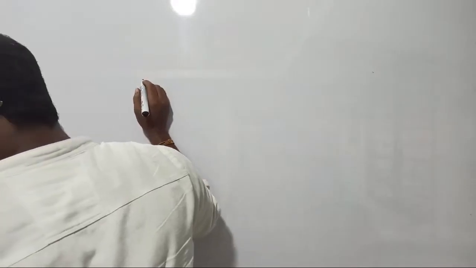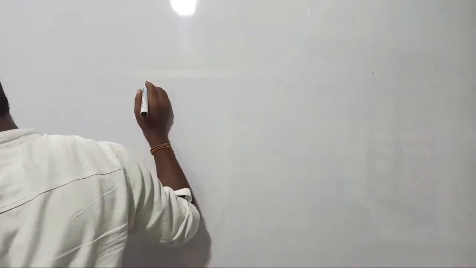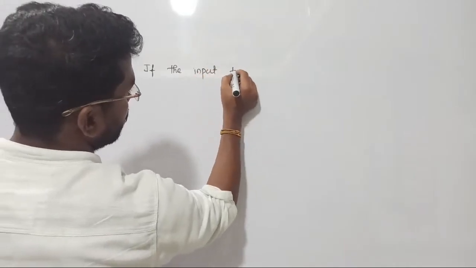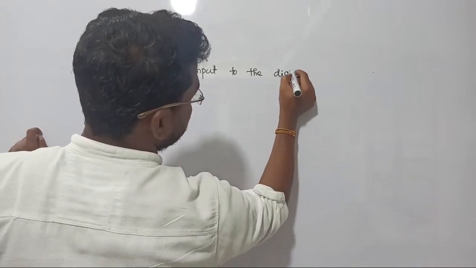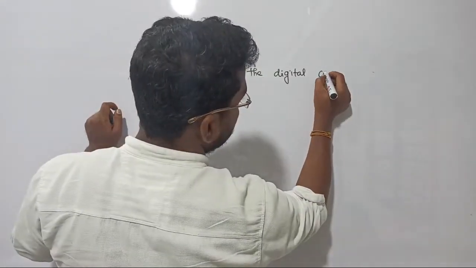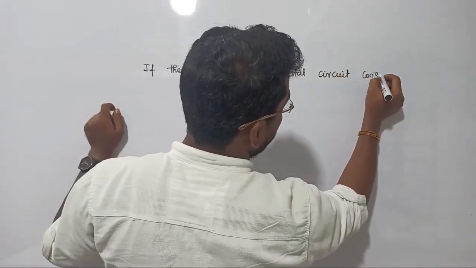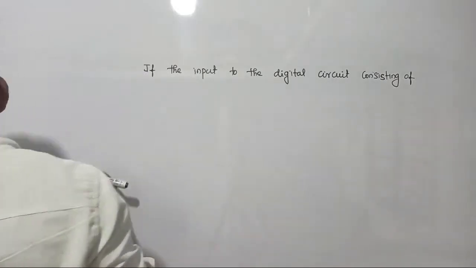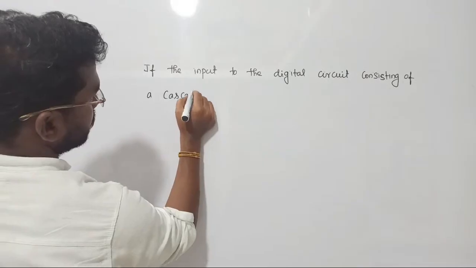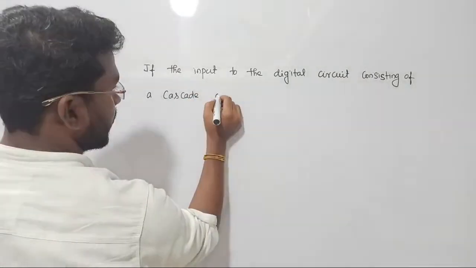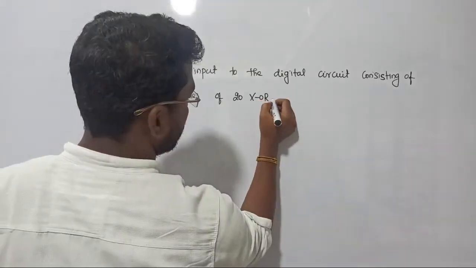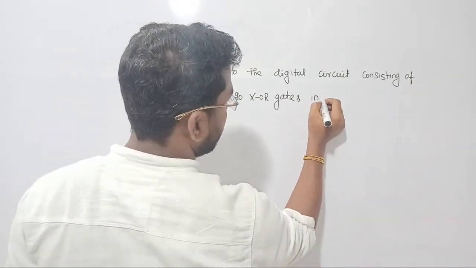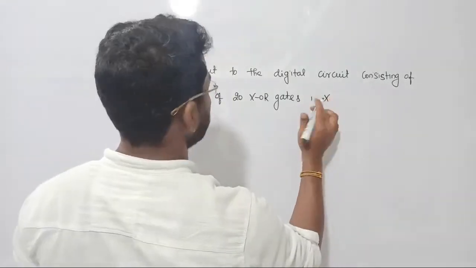As the question is given, the input to the digital circuit consisting of a cascade of 20 XOR gates in X. See, that is not "in"; actually they made a mistake, that is a printing mistake, it is X.